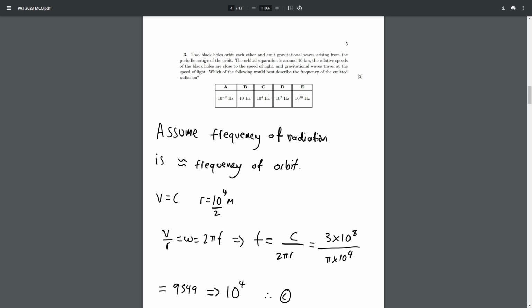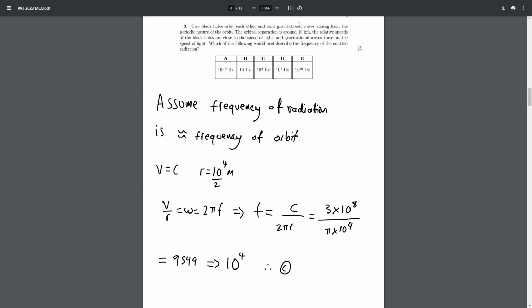Question 3. Two black holes orbit each other and emit gravitational waves arising from the periodic nature of their orbit. Orbital separation is 10 kilometers. Their relative speeds are close to the speed of light. Gravitational waves travel at the speed of light. Which of the following best describes the frequency of radiation emitted? Because we're told that the gravitational waves arise from the periodic nature of their orbit, we can assume the frequency of the radiation is roughly equal to the frequency of the orbit.